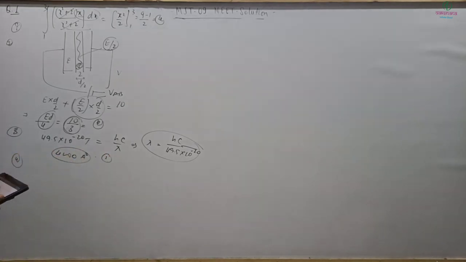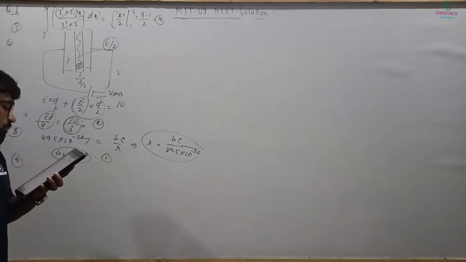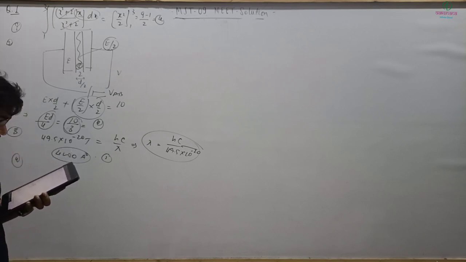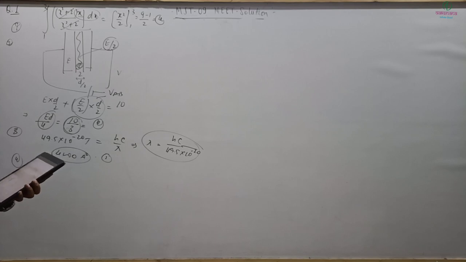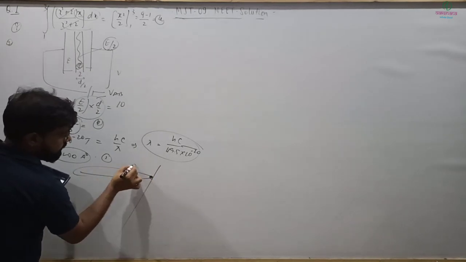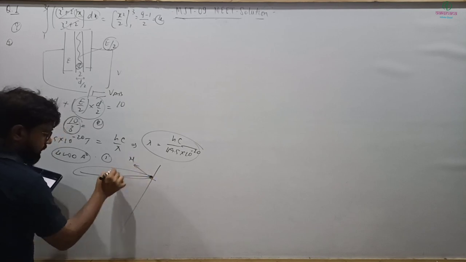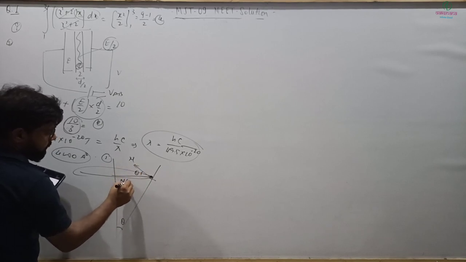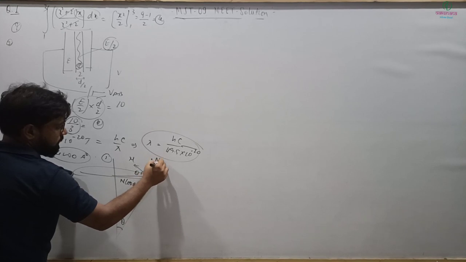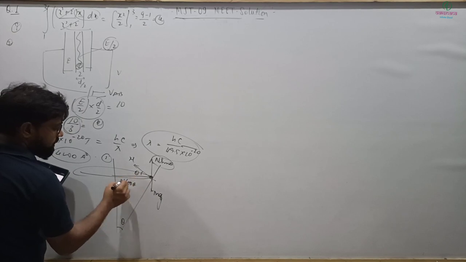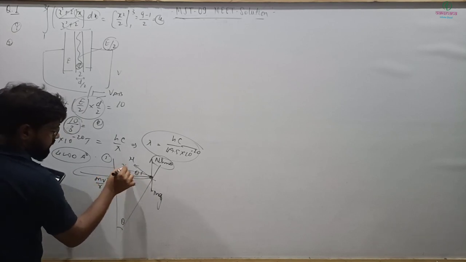Question number 4. A particle describes a horizontal circle in a smooth conical funnel whose inner surface is smooth, with a speed of 0.5 meter per second. What is the height of the plane of the circle from the vertex of the funnel? So this is described like this. Here is the particle, this will be the normal reaction actually, and this is angle theta. This will be 90 minus theta, this is also theta, this is N cos theta, this is N sin theta, and mg, and this is providing the centripetal force mv squared by r, this is r.